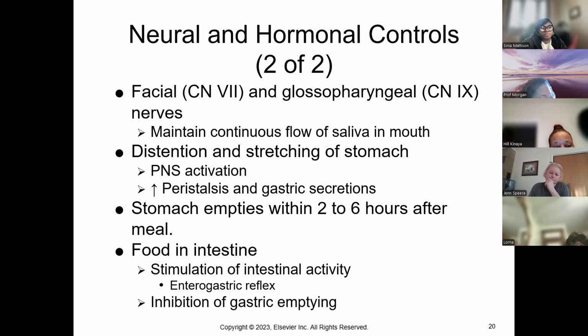So now we're going to talk a little bit about some of the controls there. Okay, so the facial nerve and the glossopharyngeal nerve. The facial nerve is cranial nerve 7. The glossopharyngeal nerve is cranial nerve 9. And these are going to help with controlling that parasympathetic nervous activity.